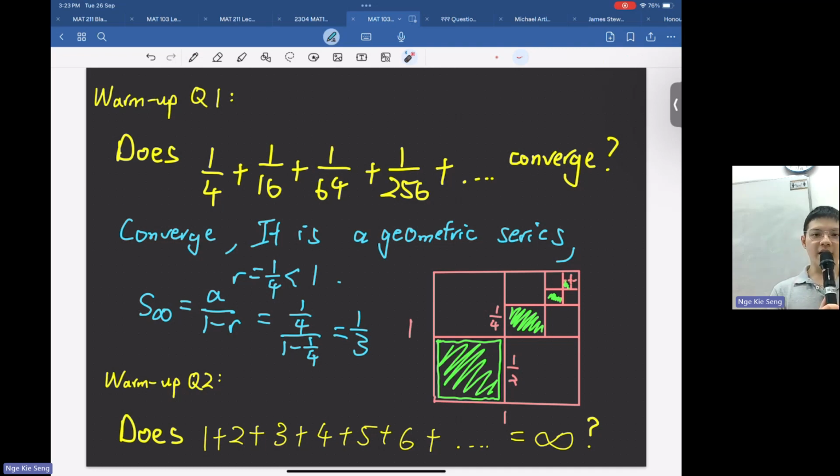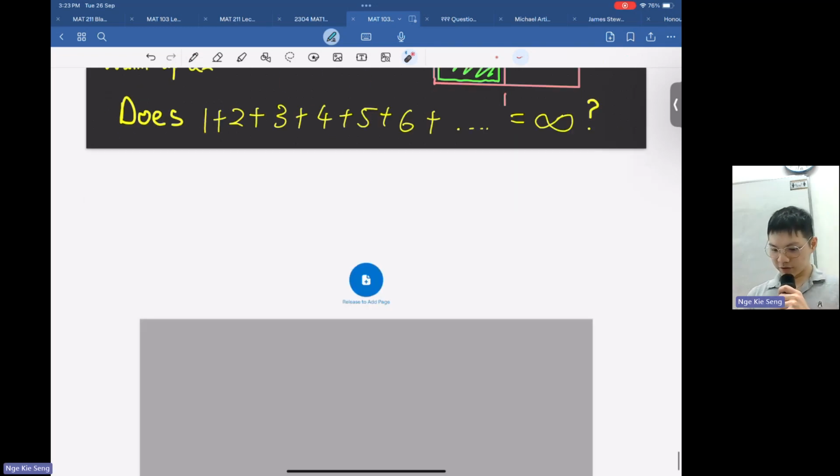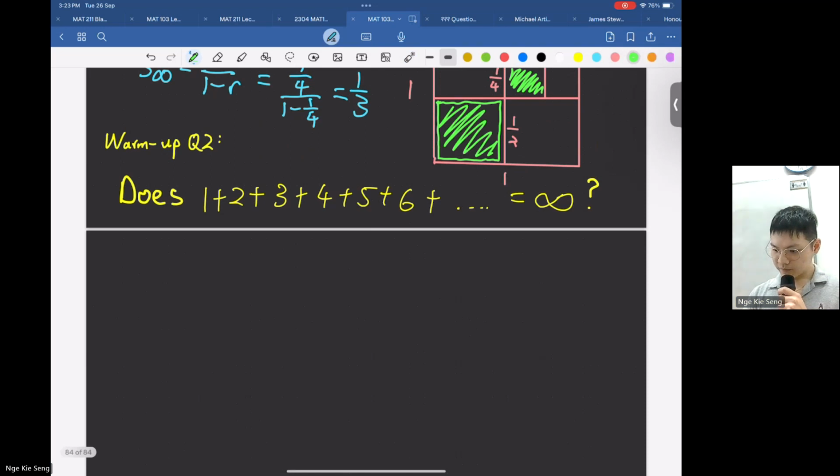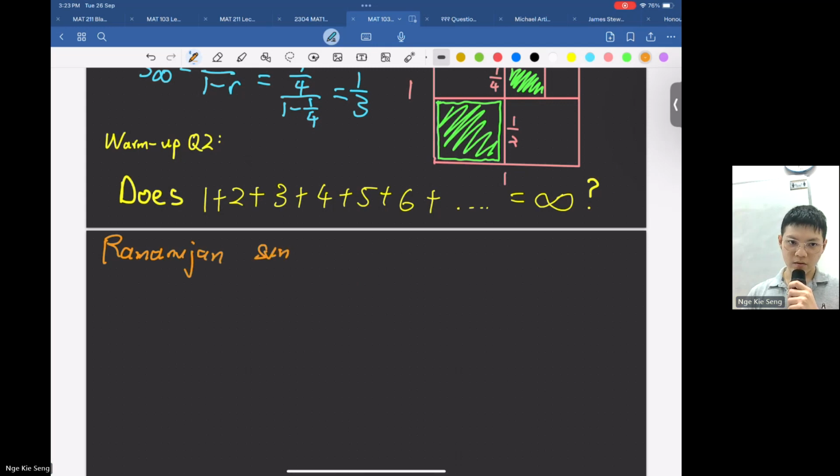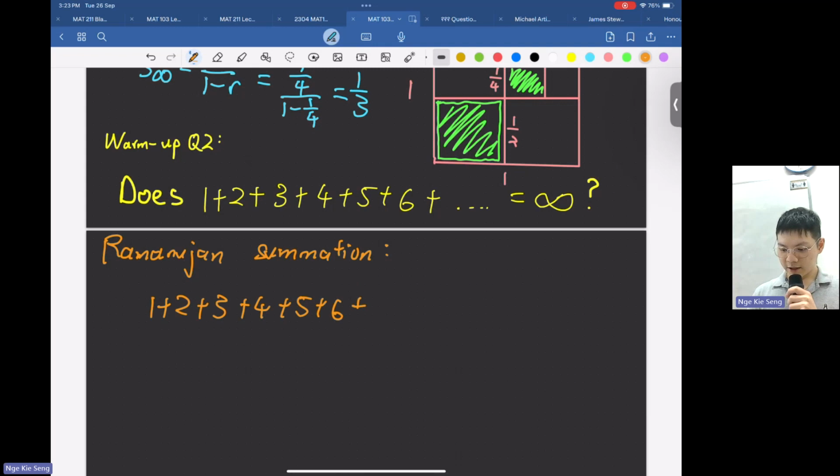But I want to throw you a topic. This is called Ramanujan summation. I'm not sure you read enough maths news or not, but by Ramanujan summation, the sum of natural numbers is actually minus 1/12.